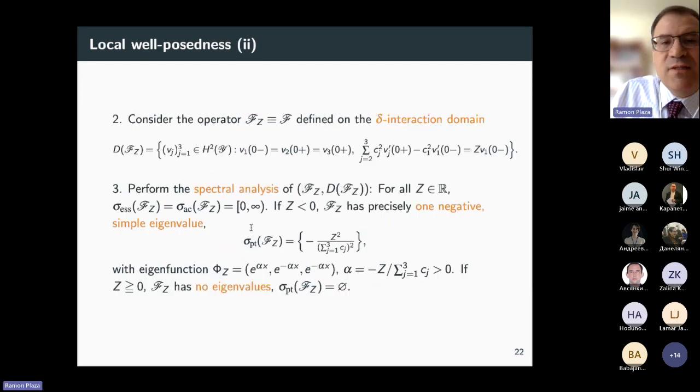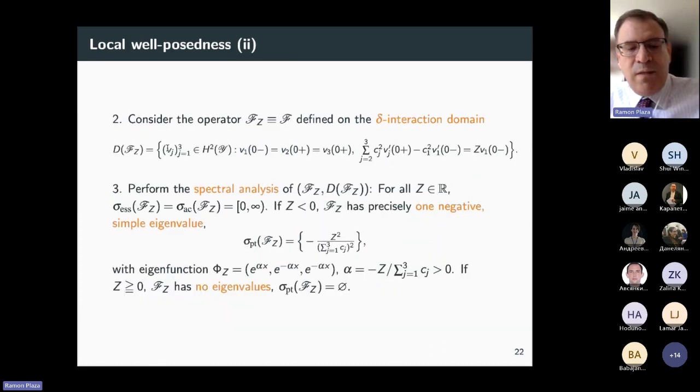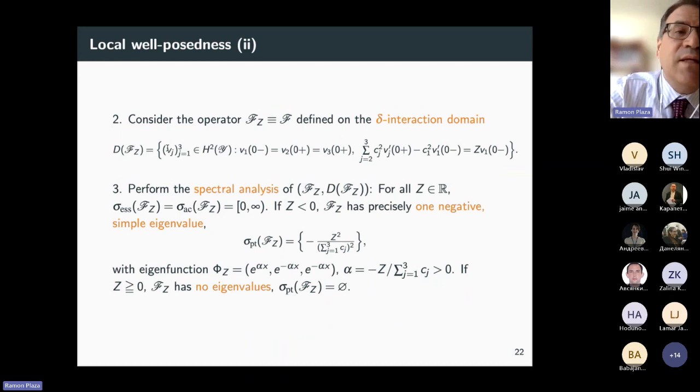So you consider this operator Fz defined on the delta interaction domain. This is the formal operator, and then you have to define it on the delta interaction domain D of Fz, which is the one that defines boundary conditions of delta type. So the first step is to perform the spectral analysis of this operator. You can show that for z negative, Fz has precisely one negative simple eigenvalue. If z is greater or equal than 0, then Fz has no eigenvalues. And the essential spectrum is all absolutely continuous.